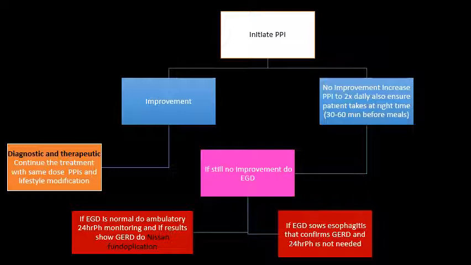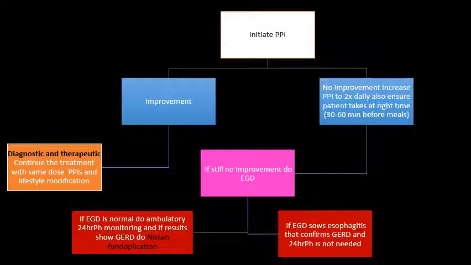You can see the first point is to start proton pump inhibitors. If there is improvement, then this is a diagnostic and therapeutic method. It diagnosed GERD and then it's treating it too, and you continue the treatment with the same dose of PPIs and lifestyle modification. If there is no improvement, you increase the dose to twice daily and also ensure that the patient takes the pills at the right time, 30 to 60 minutes before meals.